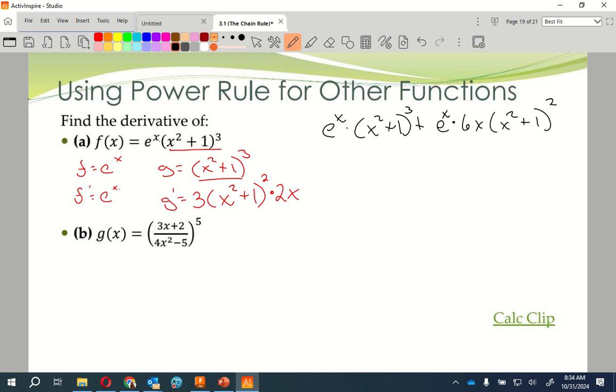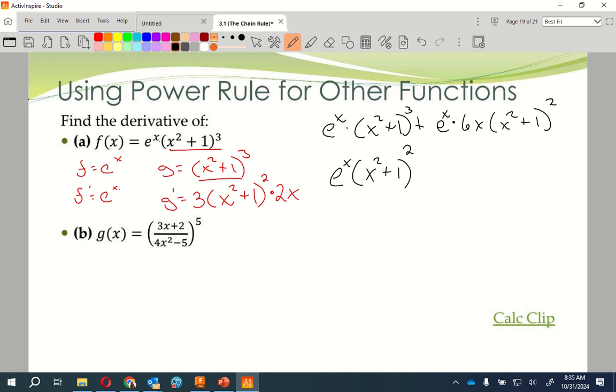Anyway, is there a common factor in here? There's an e to the x, so let's take out the e to the x. Is there anything else? The quantity of x squared plus 1, right? Okay, is there only just one of those? Okay, they have in common how many? They have 2 in common, right? So if I take away 2 of them, I'm going to have 1 over here left over.